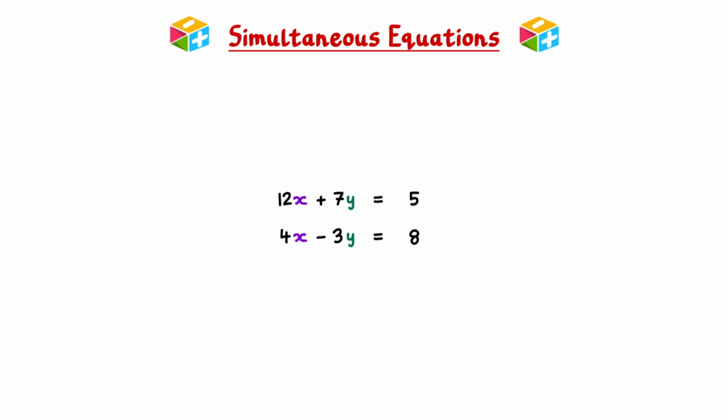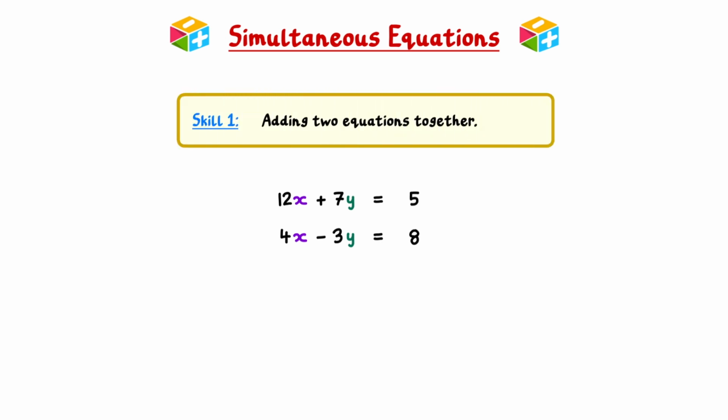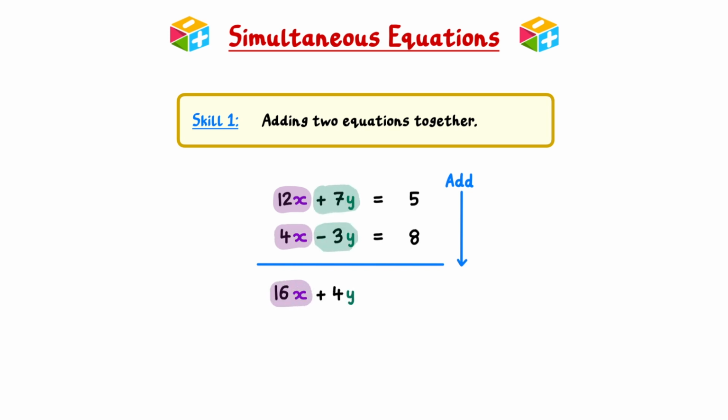To solve a pair of simultaneous equations, there are two key skills required. Skill 1 is adding two equations together. This addition is done component-wise, so here we would get 12x plus 4x equals 16x, 7y minus 3y is 4y, and 5 plus 8 is 13.